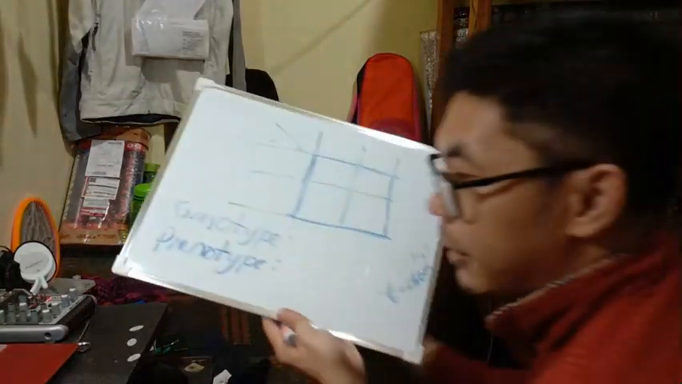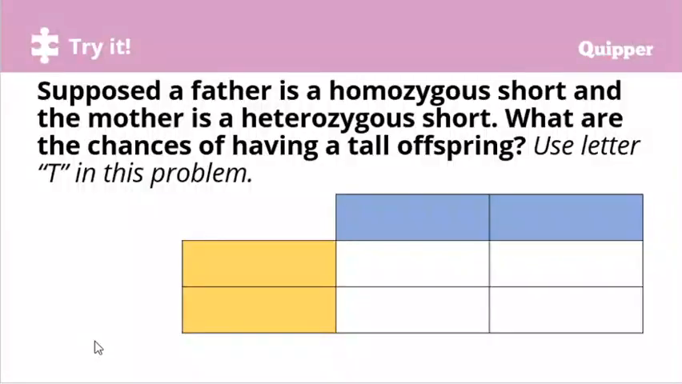Alright, so sabi dito sa problem na ito, no? Suppose a father is a homozygous short and the mother is heterozygous short. What are the chances of having tall offspring? Ngayon, si father, pure na pandak. Now, si mother naman, kasi heterozygous siya, hindi siya pure na pandak, hybrid siya ng pandak, hindi siya pure. So, paano natin to masasabi?